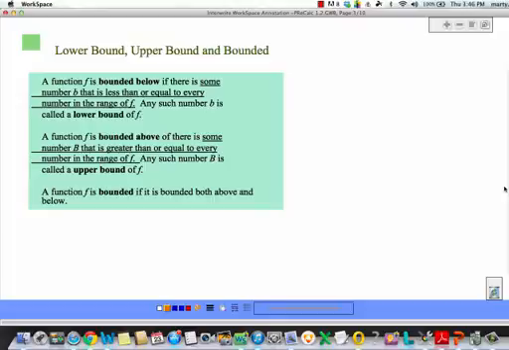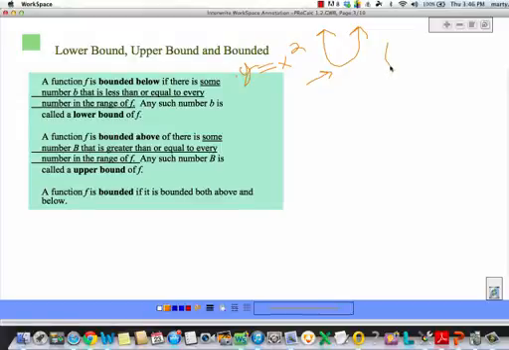Bounded above and bounded below. You have seen things bounded above and bounded below. It's as simple as, do I go up to infinity or don't I, is really what we're talking about. It says a function f is bounded below if there is some number b that is less than or equal to every number in the range of f. Basically, there's a lowest value that we can find. Any such number b is called the lower bound. So a very simple example of bounded below is y equals x squared. You know that that looks like this. We have a definite bottoming out point, which would be the lower bound.